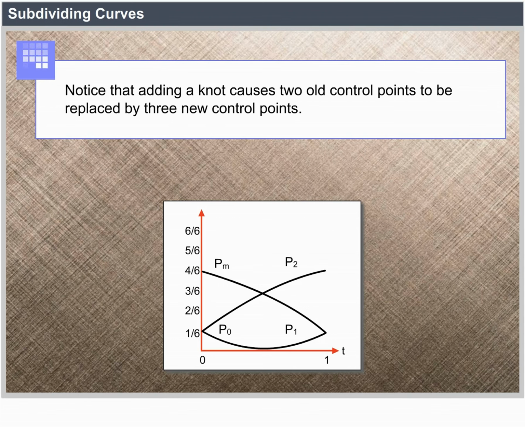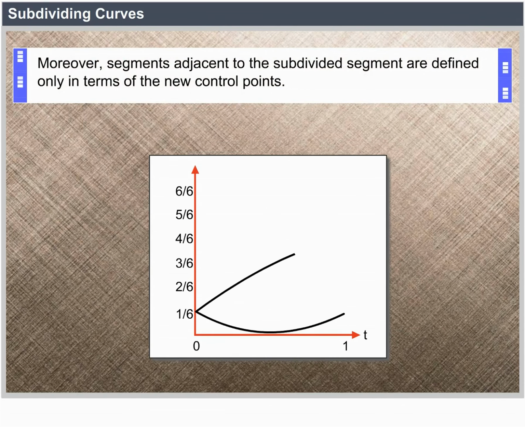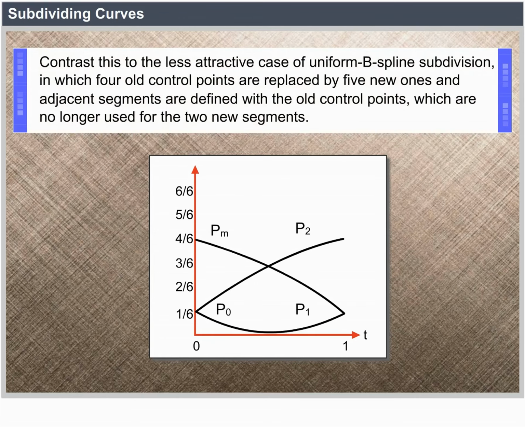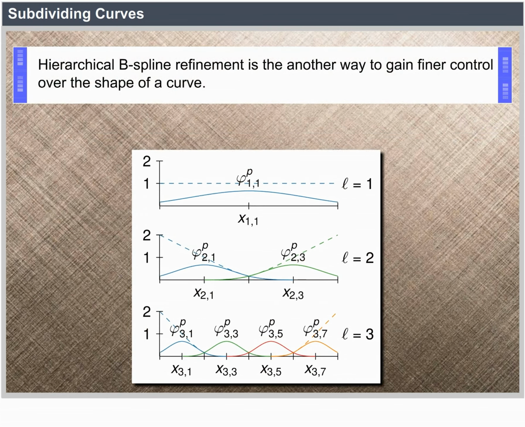Furthermore, segments adjacent to the subdivided segment are defined only in terms of the new control points. Contrast this to the less attractive case of uniform B-spline subdivision, in which 4 old control points are replaced by 5 new ones and adjacent segments are defined with the old control points which are no longer used for the 2 new segments. Hierarchical B-spline refinement is another way to gain finer control over the shape of a curve.